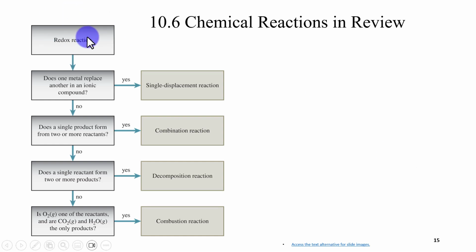Then, if you have a redox reaction, does one metal replace another in the ionic compound? If yes, then you have a single displacement reaction. If no, do you have a single product that formed from two or more reactants? If yes, it's a combination reaction. If no, do you have a single reactant forming two or more products? If yes, it's a decomposition reaction. If no, then you look at the reactants, and if you have oxygen as one of the reactants, and the only products are CO2 and H2O, then you have a combustion reaction.